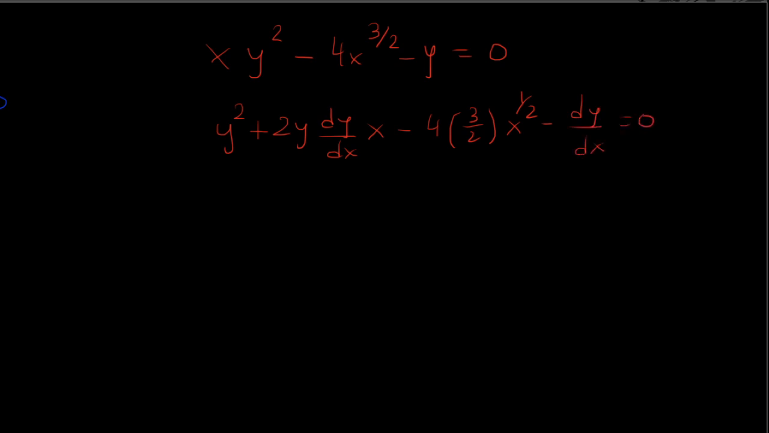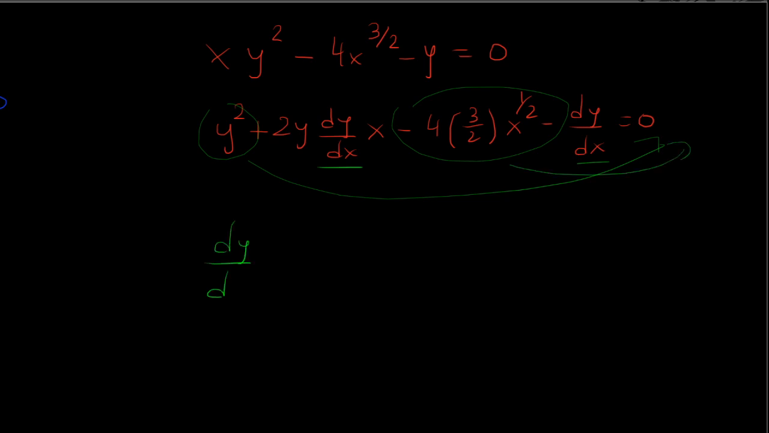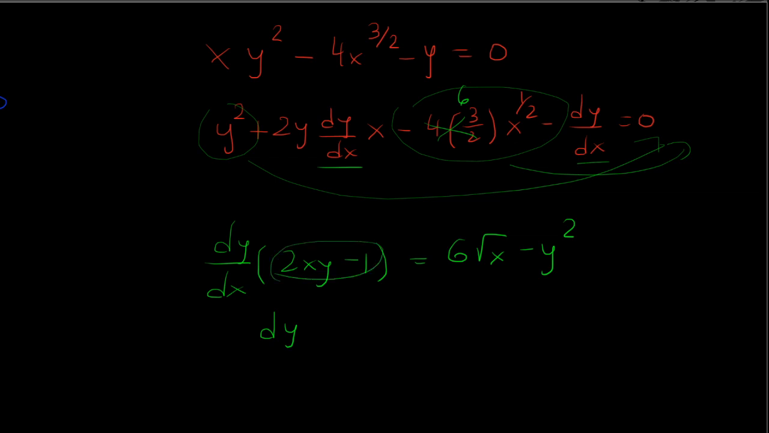I'm going to factor out the dy over dx and then move everything else to the right. Okay, so that's going to be dy over dx times 2xy minus 1 equals, okay, 4 times 3/2 we said is 6. So that's 6 square root of x minus y squared. I'm going to divide both sides by 2xy minus 1 and multiply both sides by dx. So this is my final answer.